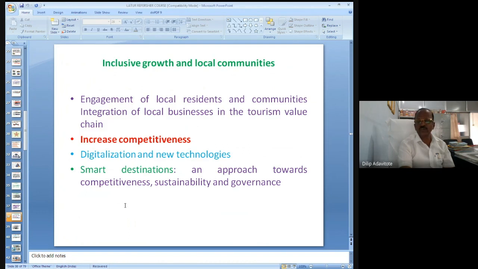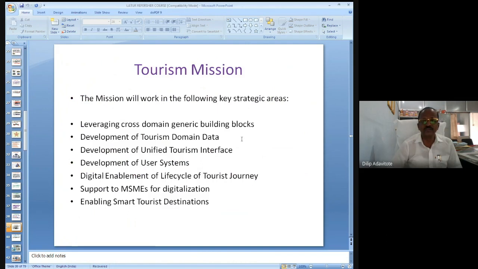So inclusive growth means engaging local residents and communities, and integrating local business in the tourism value chain. Suppose a taluka level destination is there, it is the duty of the local policymakers and local administrators to combine all these things, and we have to develop competitiveness. Then we have to use digitalization and new technologies, smart destinations, and an approach towards competitiveness, sustainability, and governance. These are our duties.